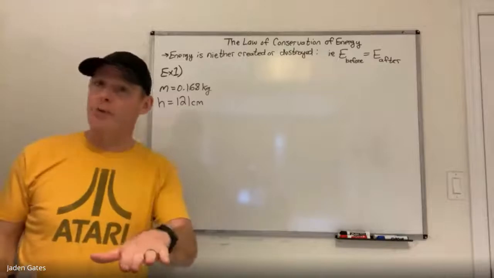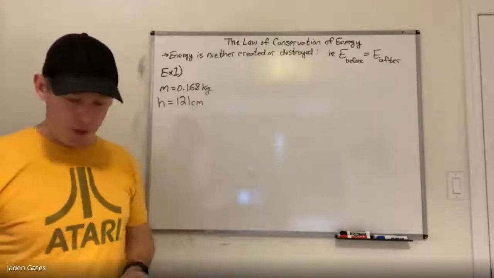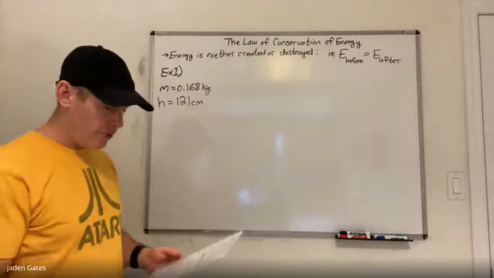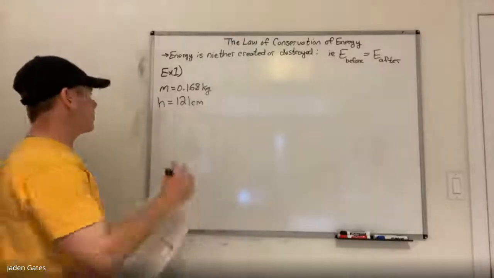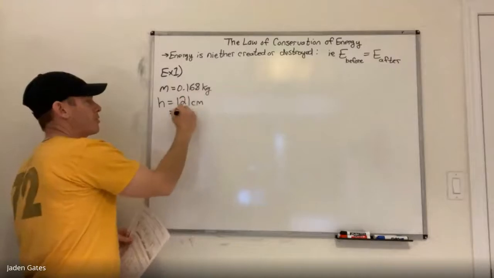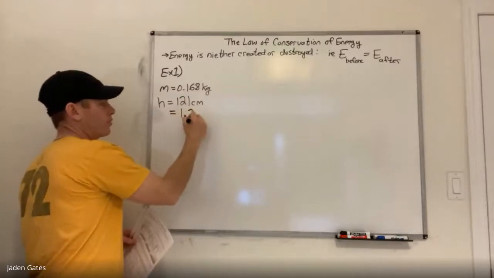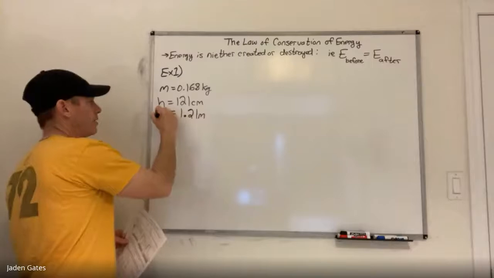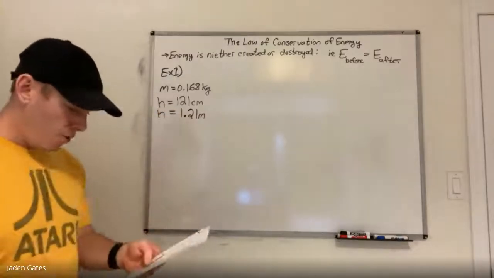In this case, the puck was on the ice, and up it goes, so it is h or delta h. Again, it's not in our standard unit. So to go to meters, divide by 100, that would be 1.21 meters.